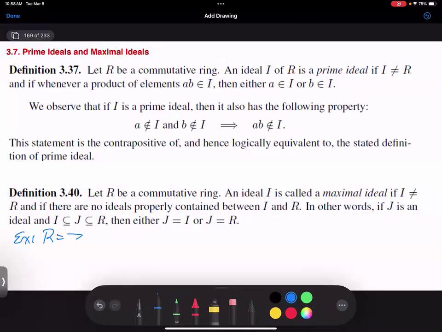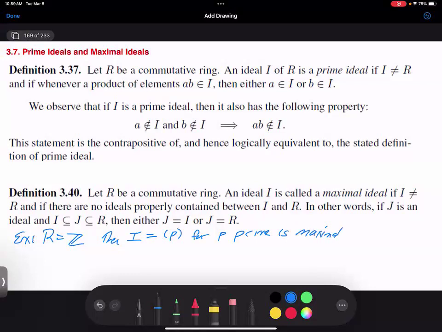if R equals Z, then give me a maximal ideal. Or give me infinitely many maximal ideals. So infinitely many maximal ideals. Any ideal generated by a prime. Then the ideal generated by P, for P prime, is maximal.